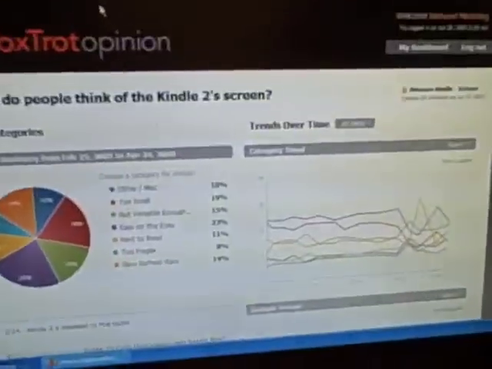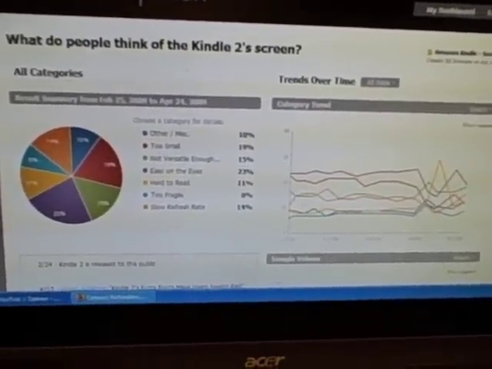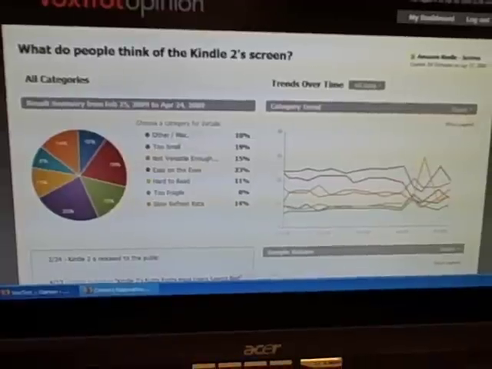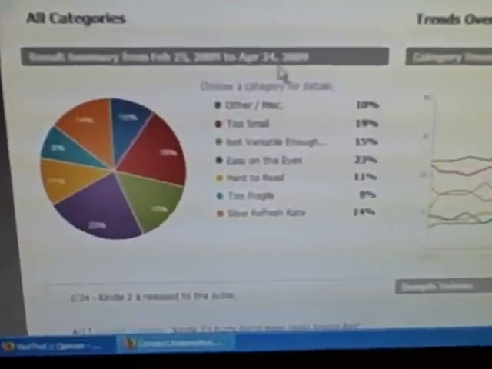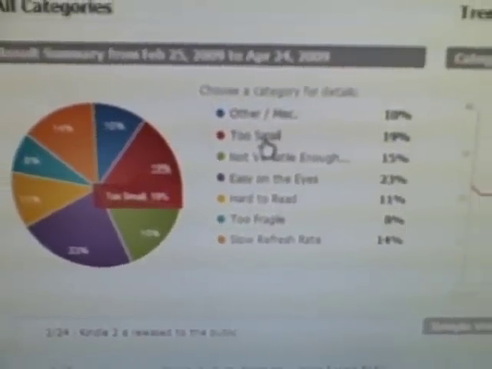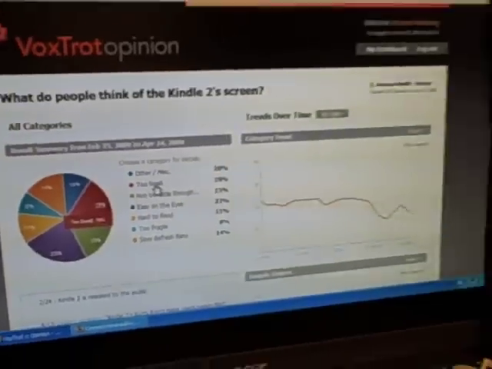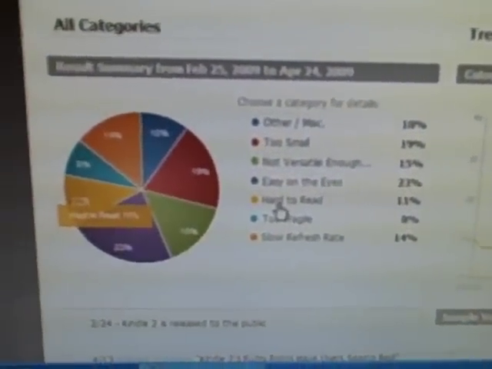All right, so here is a quick demo of the Kindle. This is something our fellow geekerati would be interested in. What this is showing is not only the buzz around Kindle, the number of times that it gets mentioned, but really what are the key themes in the conversation. Let's say that it's too small as a key theme. About 19% of people today make some comment to the effect of, the dock is too small. Others say it's not versatile enough, you can't do enough things with it. Some say that it's easy on the eyes, other people say that it's hard to read.